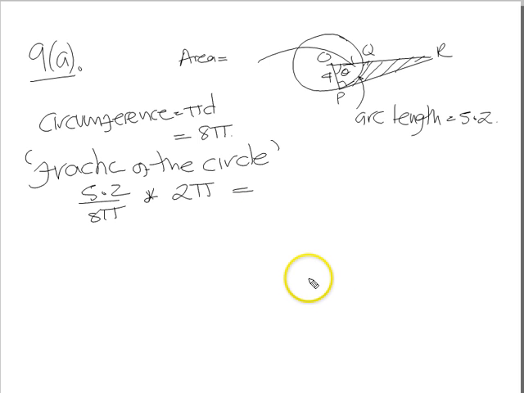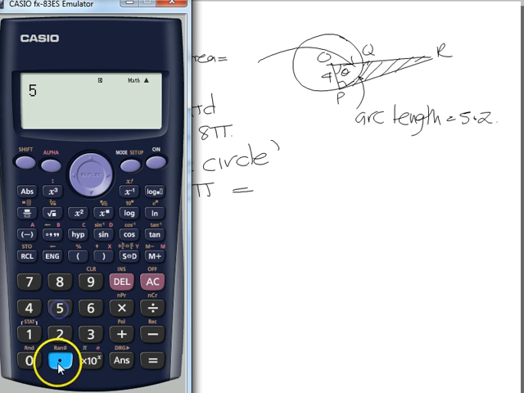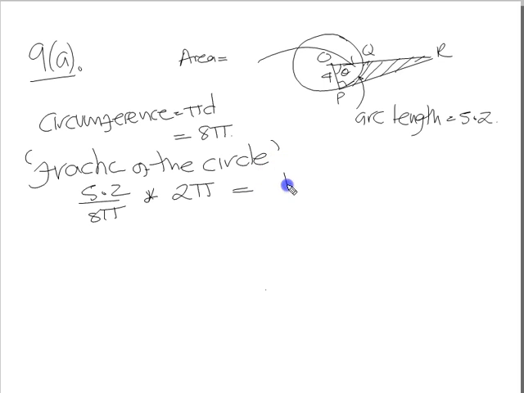So it'll be 5.2 divided by 4. Let's get our calculator. 5.2 divided by 4 equals, and that's going to be 1.3. So we've got 1.3 radians. So radians. Okay then. And that's the answer there.